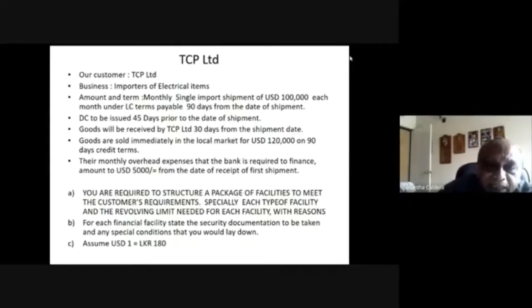Make a small change in this sum. Otherwise the calculation gets complicated at this point. DC to be issued, fourth point: DC to be issued 30 days prior to the date of shipment. Make it 30 days, not 45 days. 30 days prior to the date of shipment.